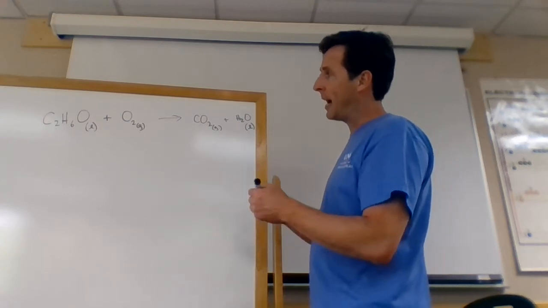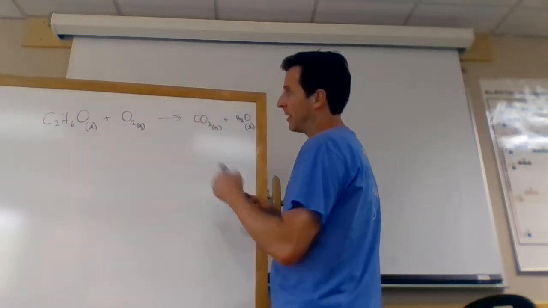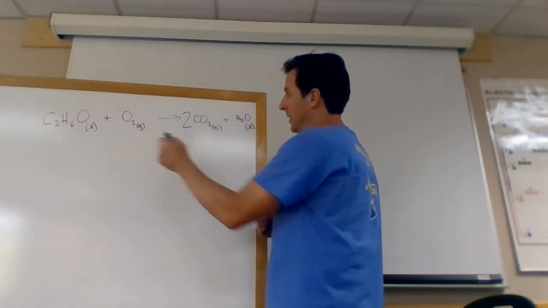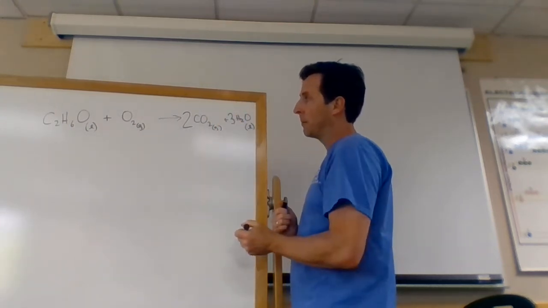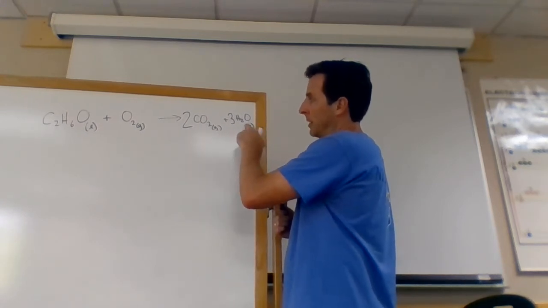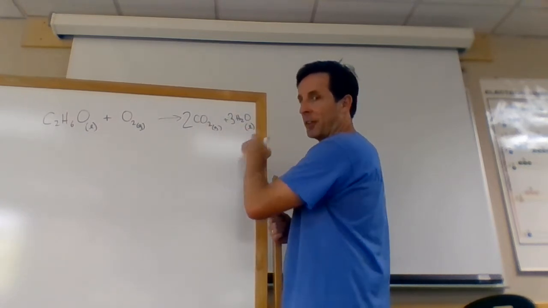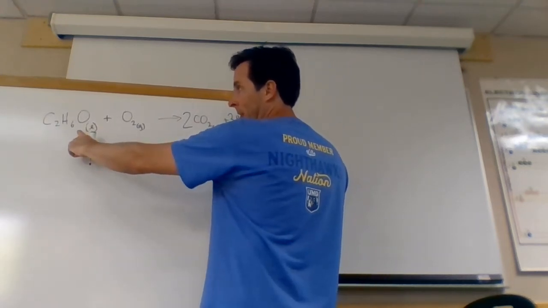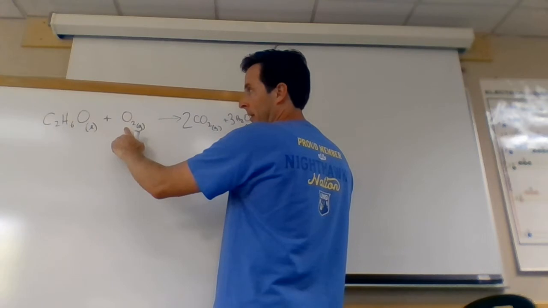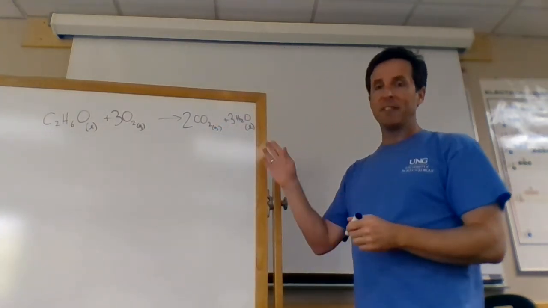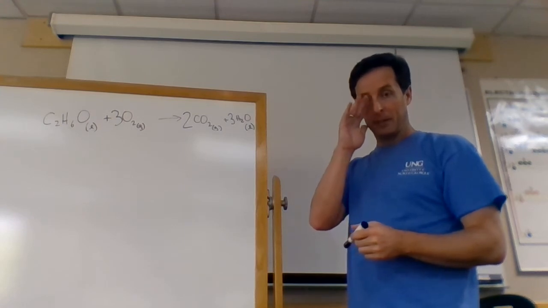So when I start out, I'm going to have 2 carbons over there, so I'm going to put a 2 in front of CO2. Got 6 hydrogens over there, so I'm going to put a 3 in front of water. That now gives me 4 oxygens here plus 3 here. That's a total of 7 oxygens on this side. I've got 1 in my ethanol, so I need 6 more right here, so I'm going to put a 3 in front of O2. That gives me 7 oxygens on each side of the reaction.